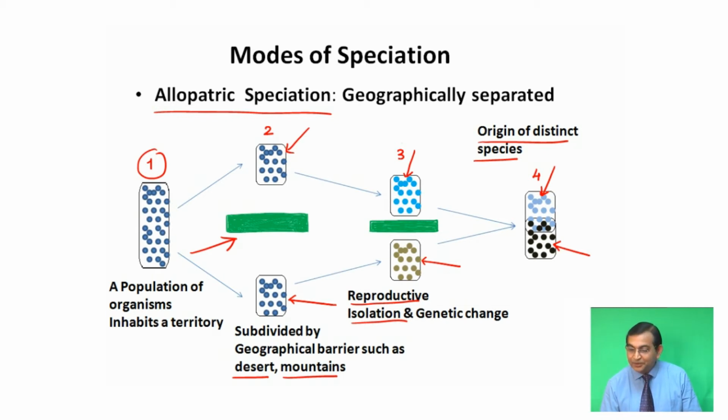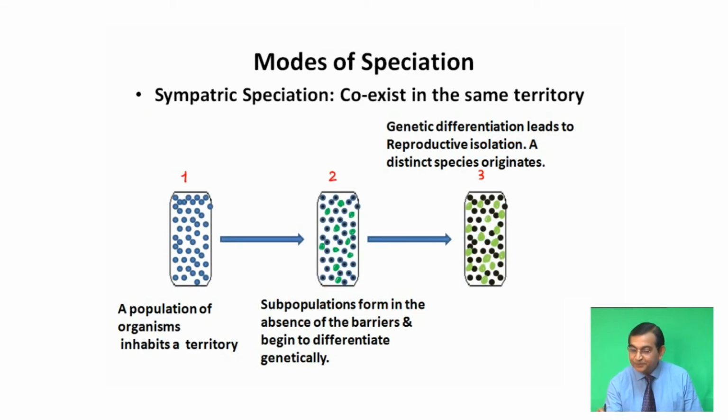Next one is sympatric speciation. That is when organisms cohabit in the same territory, then they are genetically modified and new species develop. Here in this diagram, figure number 1, we are showing a population of organisms that inhabits a territory. Number 2, subpopulations form in the absence of barriers and begin to differentiate genetically.